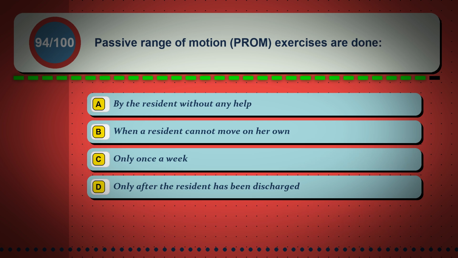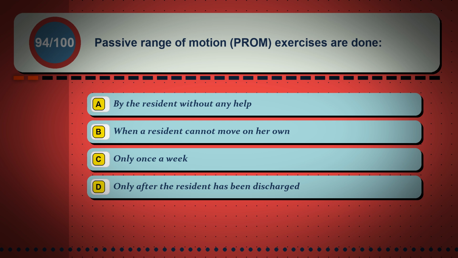Question 94. Passive range of motion, PROM, exercises are done. Option A, by the resident without any help. Option B, when a resident cannot move on her own. Option C, only once a week. Option D, only after the resident has been discharged.